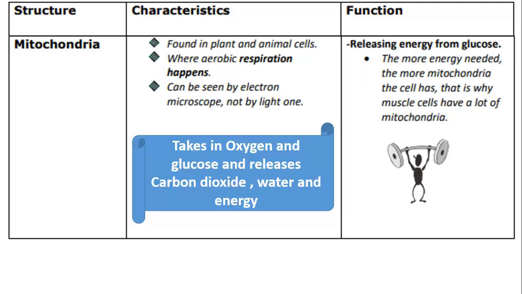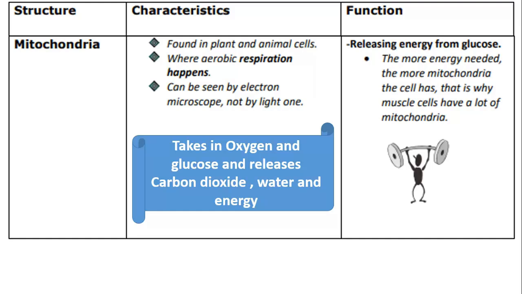Mitochondria. We talked about the mitochondria earlier when we were discussing cellular respiration, and that's exactly the function of the mitochondria. It's the house of cellular respiration, and accordingly, it's the energy house of the cell. It takes in oxygen and glucose and uses the glucose to break down its chemical bonds to release energy from those chemical bonds. And it also releases carbon dioxide and water in the process.